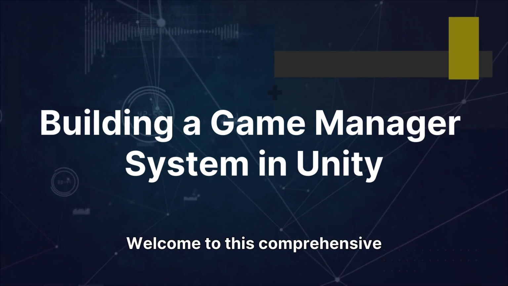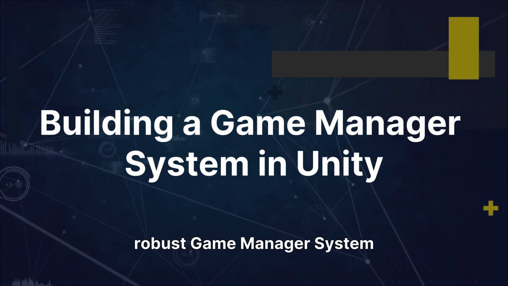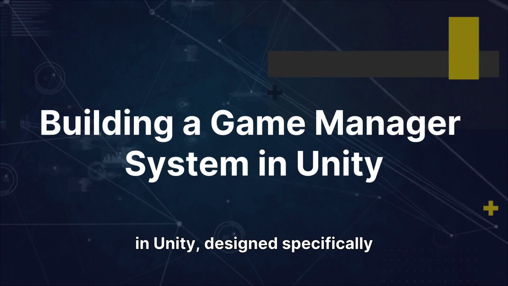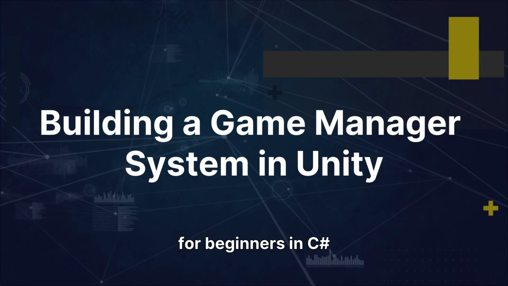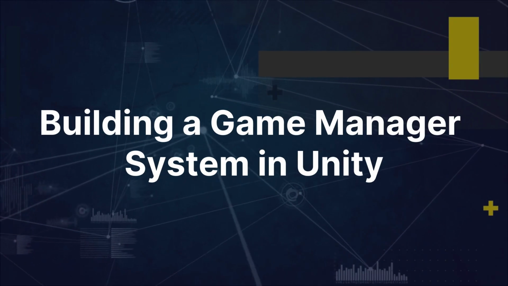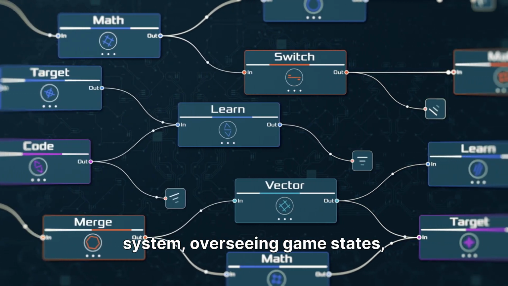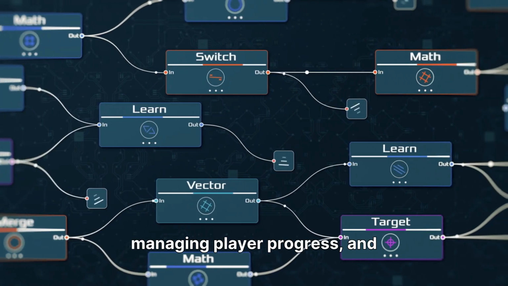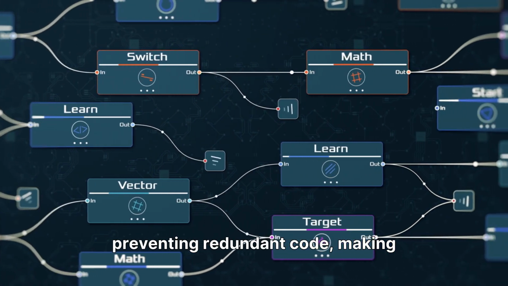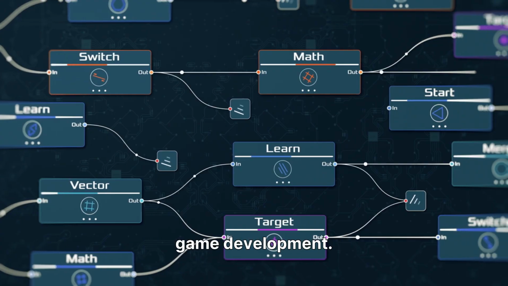Welcome to this comprehensive guide on building a robust game manager system in Unity, designed specifically for beginners in C# and Unity development. A game manager acts as a central control system, overseeing game states, managing player progress, and preventing redundant code, making it essential for organized game development.